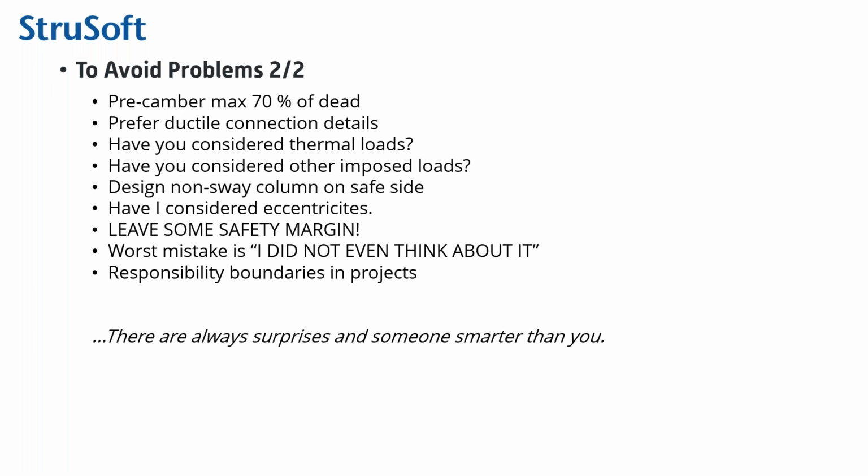And when you're designing your non-sway columns, it means that it's a supported column and it's just compression. It should always be designed to the much safe side, because the problem is that there are eccentricities and things like that, which usually you haven't taken into account. And also leave some safety margin. If you don't know what you're doing or are a bit insecure, it doesn't hurt to leave some safety margin. And usually the worst mistake in steel is the one you don't even think about. It means that there's some stability phenomenon in the structure you haven't even thought about.